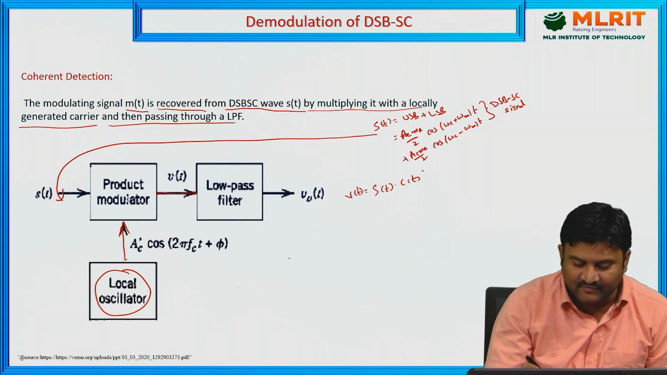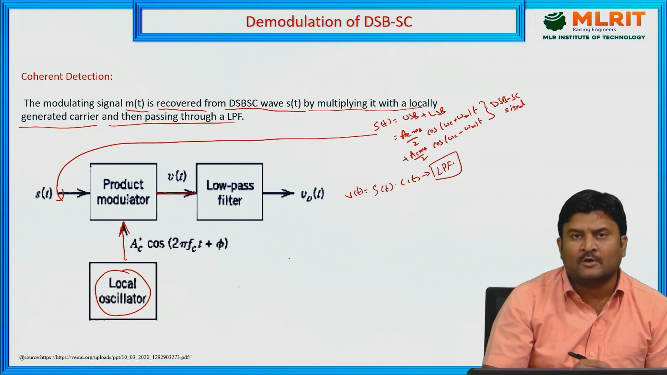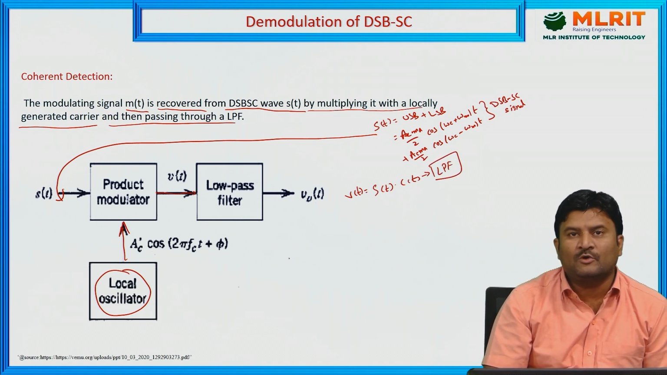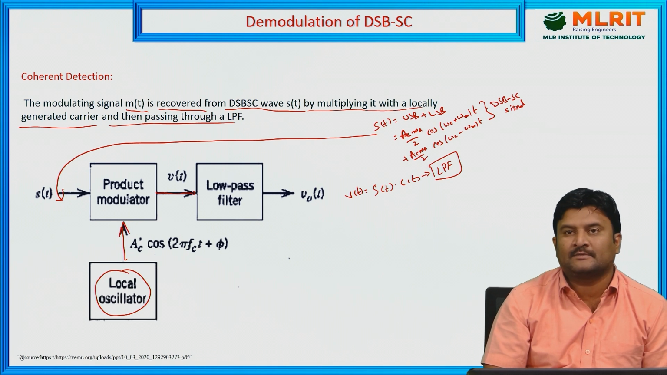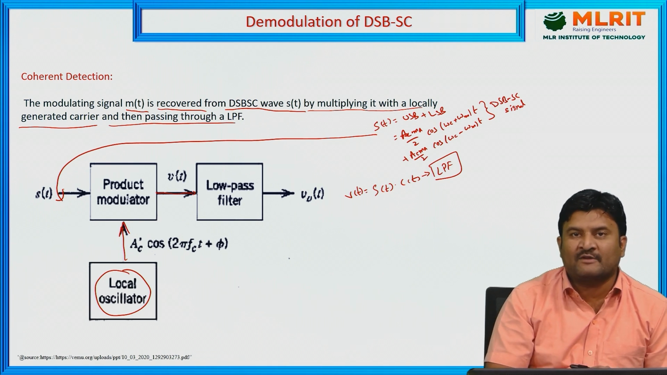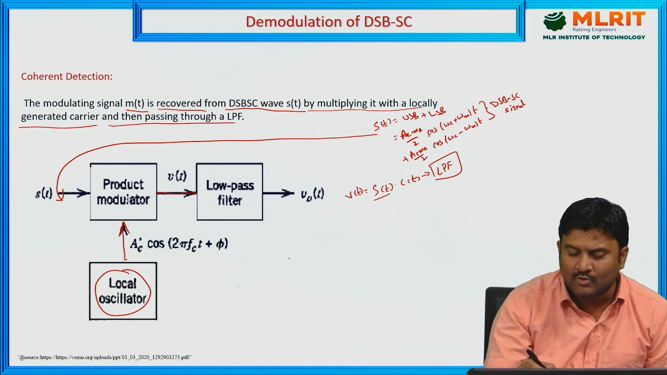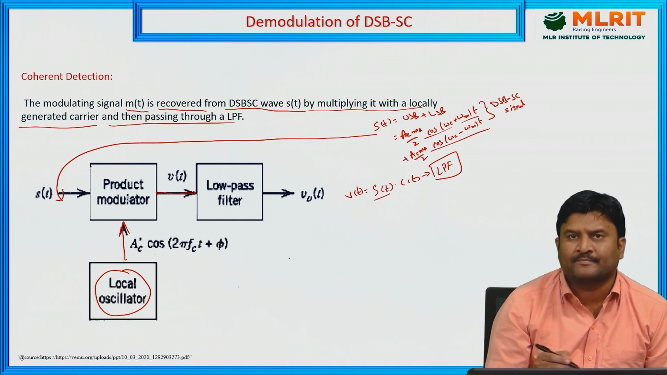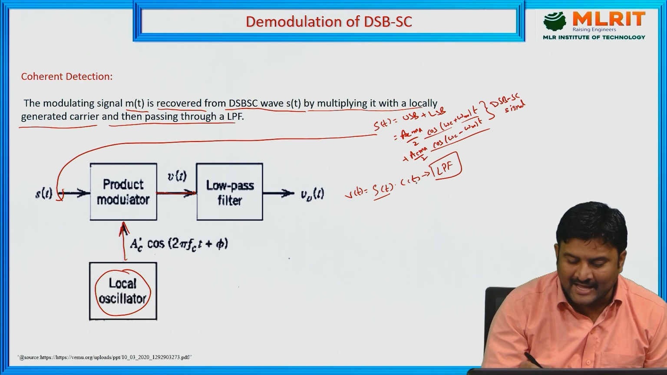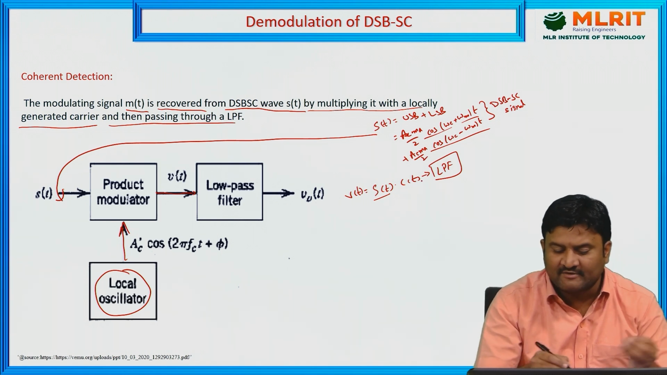Then this V of t is passed through a low pass filter. We know the low pass filter allows only the low frequency components. It stops the high frequencies. Observe here, in the case of S of t, we had only the sidebands, not a complete carrier. Therefore, it can stop the high frequency components.